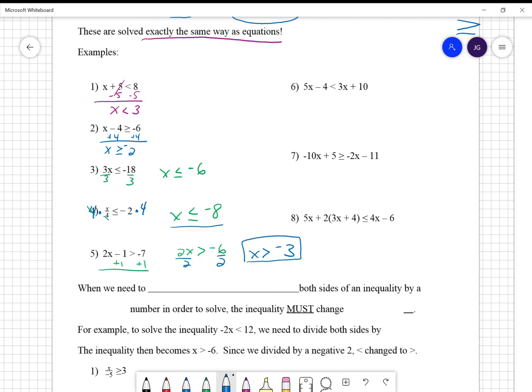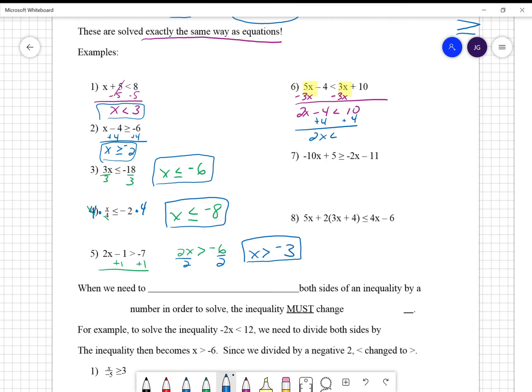In number 6, 5x minus 4 is less than 3x plus 10. I have x's on both sides of the inequality. I'm going to subtract 3x on both sides. I get 2x minus 4 is less than 10. Add 4 to both sides. 2x is less than 14. And divide by 2. x is less than 7.